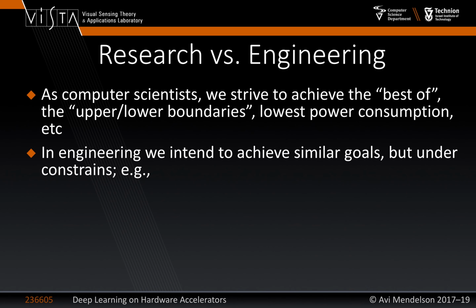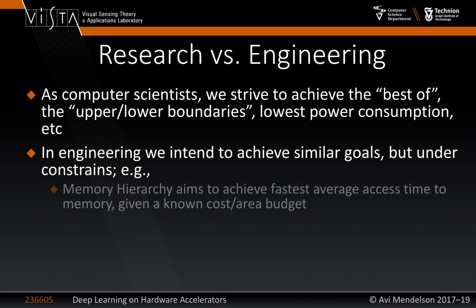So even in computer science, we are talking about what is the best that we can achieve. Usually when we are talking about systems, we are talking about what is the best that we can achieve under limitations or other constraints. So for example, we all study, and I hope that all know about cache memory, L1 cache, L2 cache, L3 cache, etc. If you actually understand what it's all about, you try to aim to achieve the fastest average access time to memory, given a known cost or area budget.